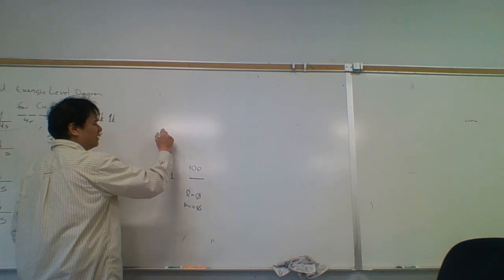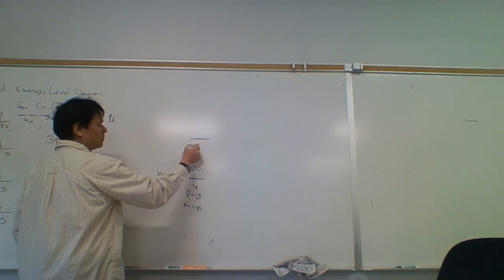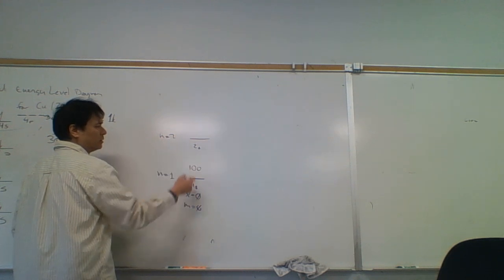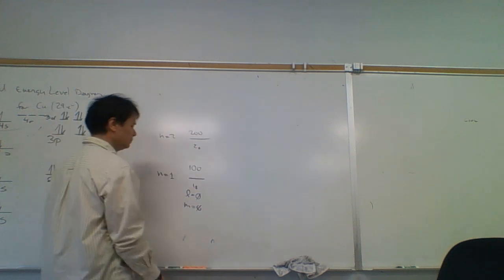And then if we go to N equals 2, which would be here, let's say this is the 1s orbital. When we go to the 2s orbital, N equals 2. So that's 2, 0, 0. So this is a 2, 0, 0 orbital. Go to N equals 3, etc.